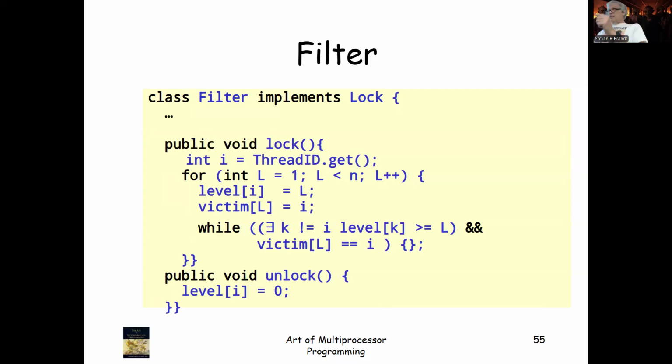And then on the next level, only one of those threads doesn't get through. The rest of them get through because they aren't the victim. There's only one victim, right? And only the victim is actually stopped. And so each layer of the filter lock stops one thread. And so if I have 10 threads, then I need 9 layers of filter lock because each layer is going to stop one thread until the end when only one thread gets through.